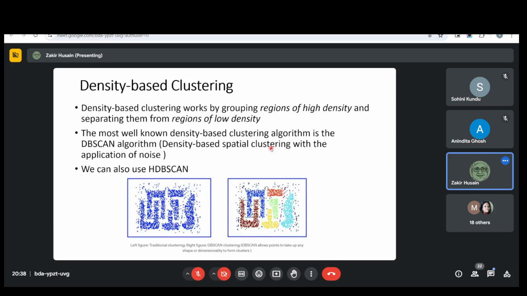Density based: we try to form clusters of high density vis-a-vis clusters of low density. Over here you can see this is a very high density, this is another high density, but these are low density. This is known as DBSCAN, density based spatial clustering of applications with noise. A modification or improvement is also there. It's called HDBSCAN.